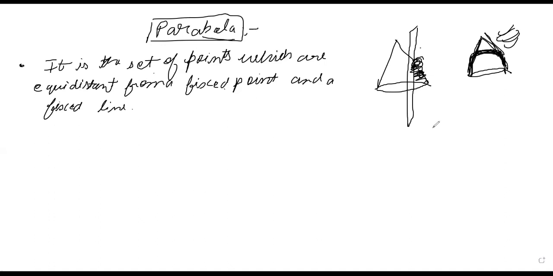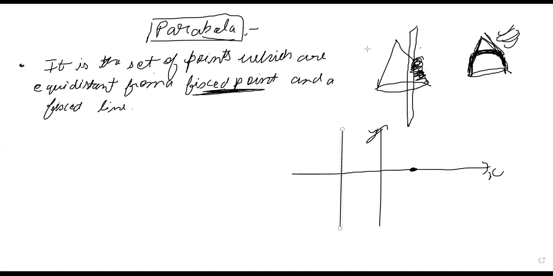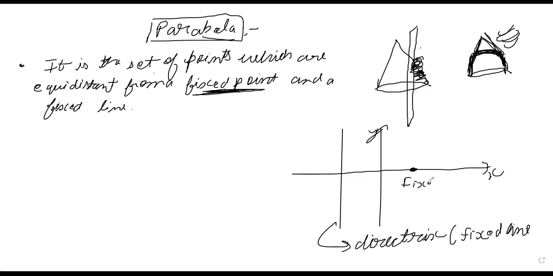Let me explain. See, if there is a coordinate system, this is the y axis and z axis, and a fixed point lies somewhere here. It can lie on the x axis, y axis. Let's say the fixed point is this, and a fixed line is this one. This fixed line is called the directrix. And this fixed point is called the focus.